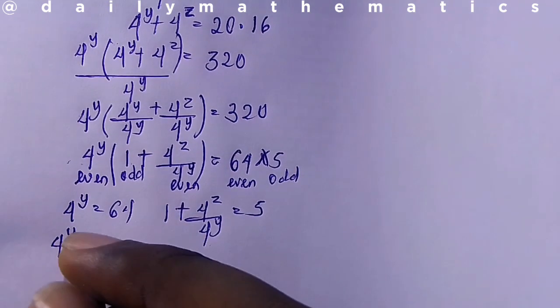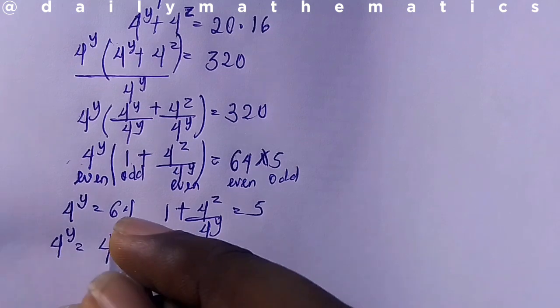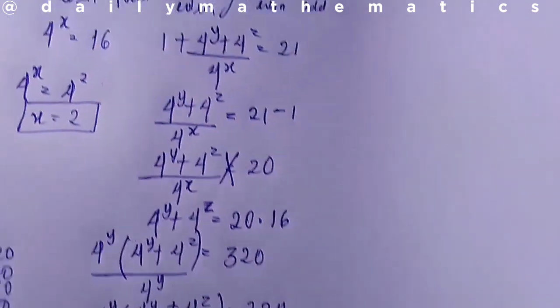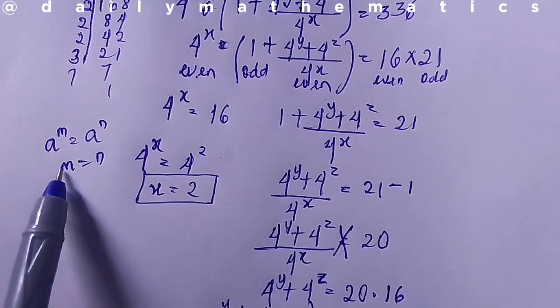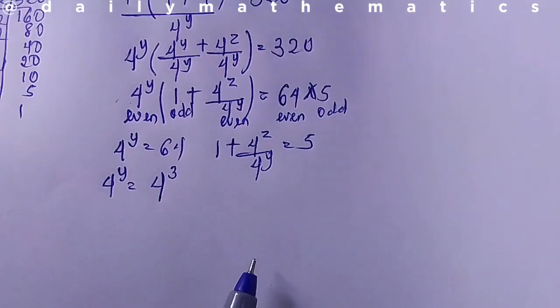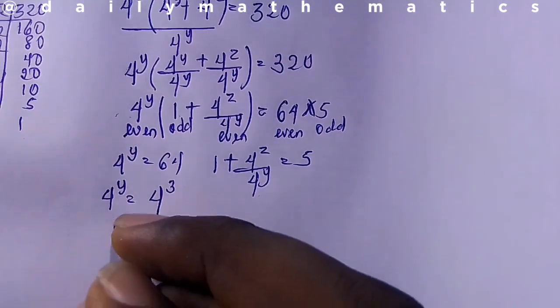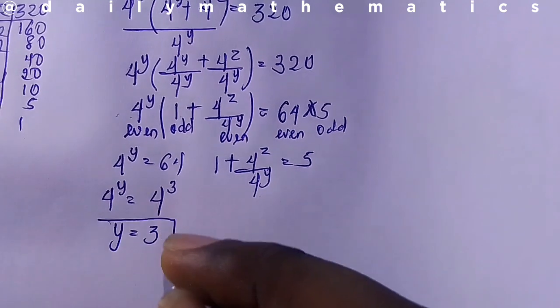4 raised to the power of y equals 64 is 4 raised to the power of 3. And what we did here, the law we said here, a raised to the power of m equals a raised to the power of n, m equals n because the bases are the same. So from here we have the same thing here, so y will equal 3, right?